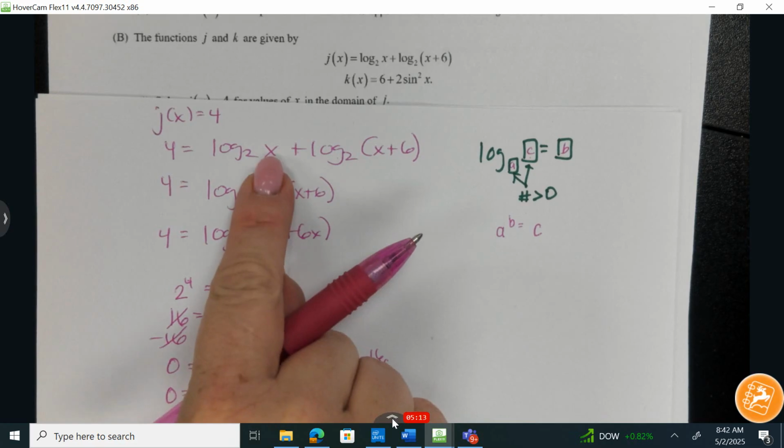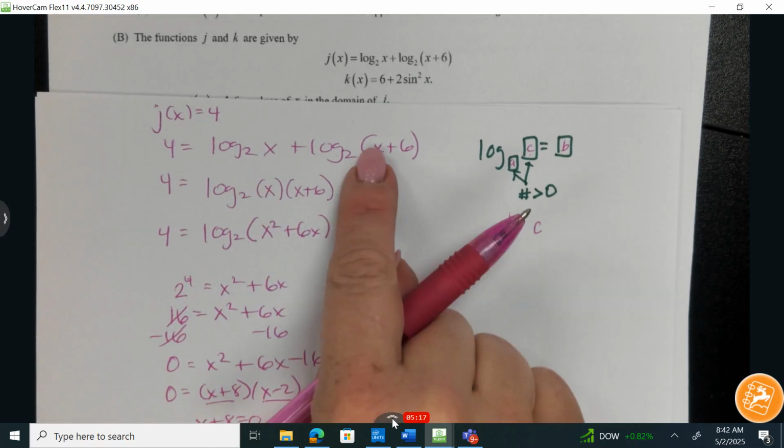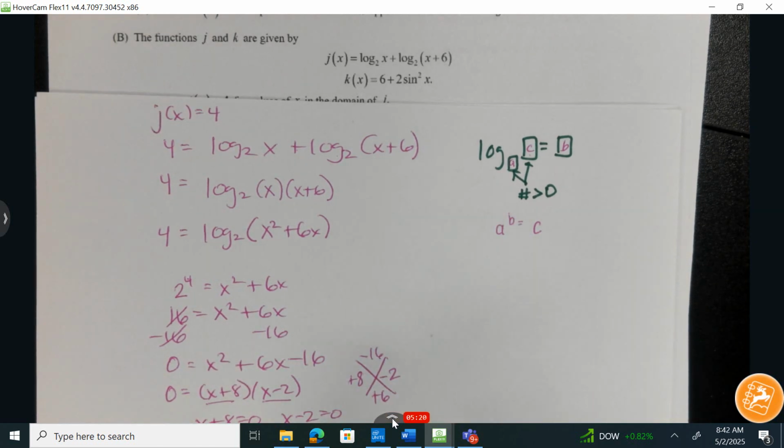But now I can put a 2 in. A 2 provides a value that is greater than 0. And a 2 plus 6 provides a value that's greater than 0. So my only answer is x equals 2.